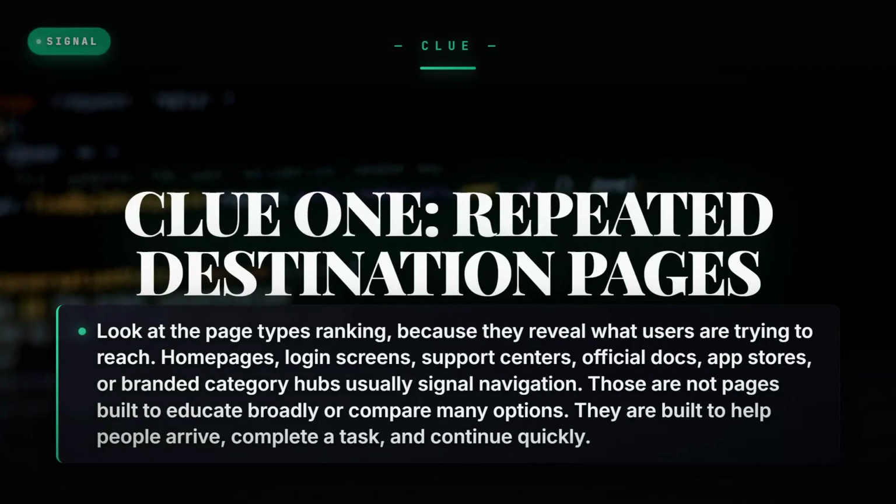Homepages, login screens, support centers, official docs, app stores, or branded category hubs usually signal navigation. Those are not pages built to educate broadly or compare many options. They are built to help people arrive, complete a task, and continue quickly.